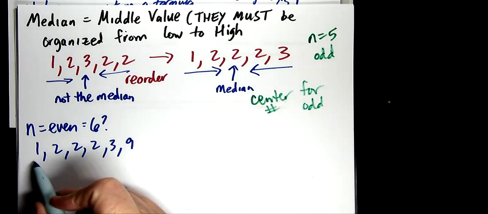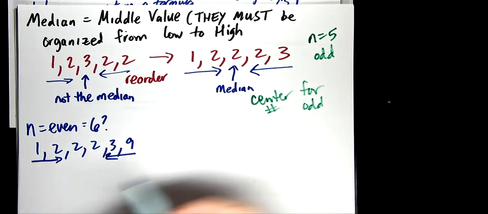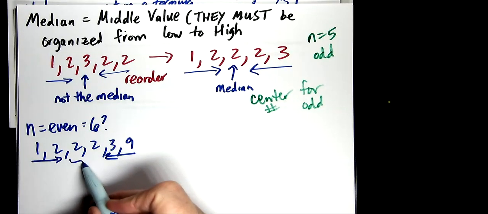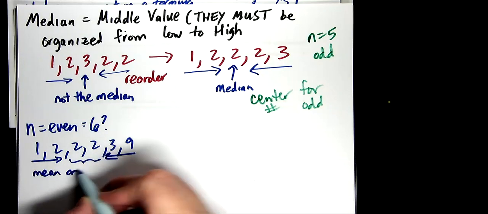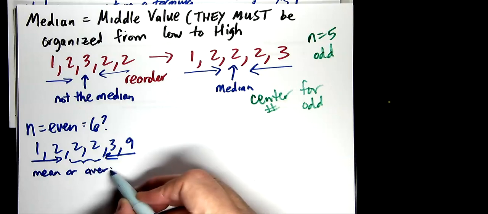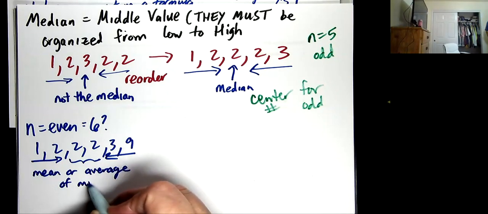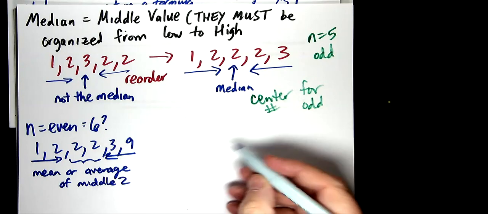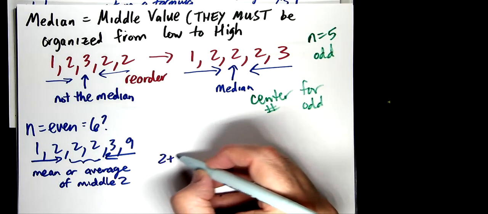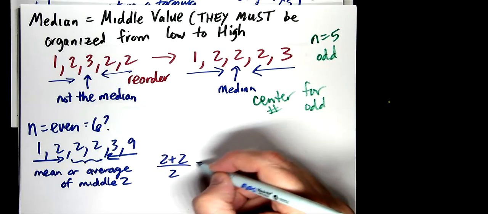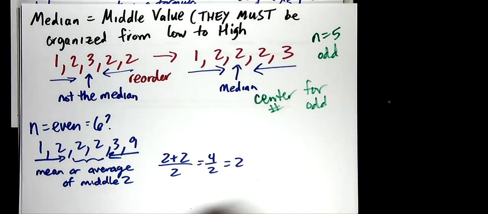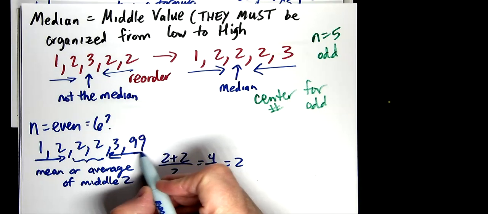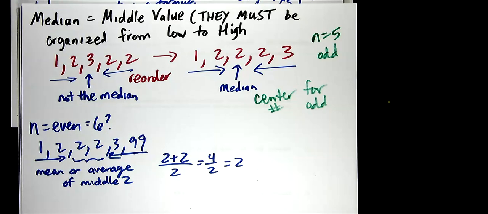Now the median, I want to go evenly from both sides. And now I have 2 in the middle. So when it's an even number, you actually take the mean or average of the middle 2. The average of the middle 2, in this case, just happens to be 2 plus 2 over 2, which is 4 over 2, which is 2. In fact, this could be even 99.